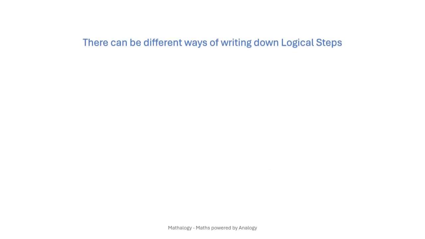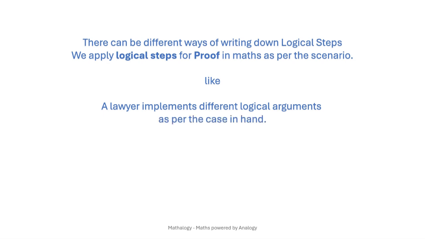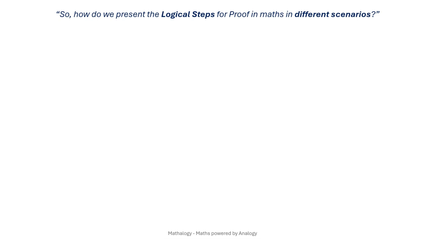Now there can be different ways of writing down logical steps. We apply logical steps for proof in maths as per the scenario, as per the situation. A lawyer implements different logical arguments as per the case in hand. It's the same in proof. How do we present the logical steps for proof in maths in different scenarios? Let's find it out the methodology way. Let's see if there is an analogy that can help us.